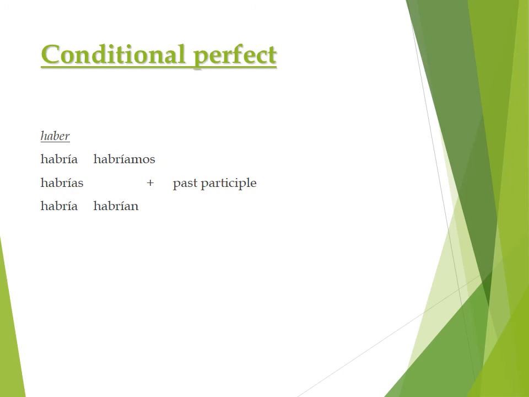The conditional. This is when you're saying, I would have done something. So, to say I would have eaten if I could, you're going to say yo habría comido si pudiera. Repeat these forms after me, class. Habría, habrías, habría, habríamos, habrían. Bien?